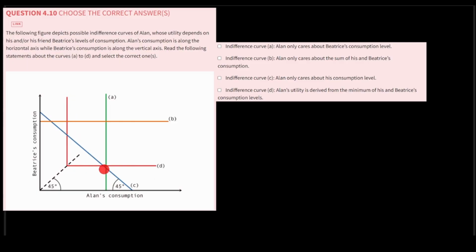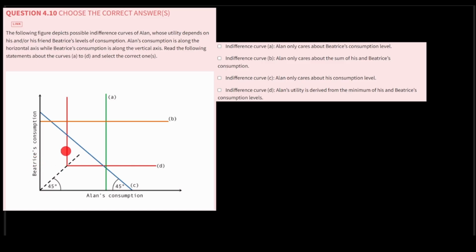D, we get this funny kind of hard right angle here. What this is telling us is, hey, whoever has the least amount of consumption gives us our indifference curve. If Beatrice's consumption is at that low point there, then we have the indifference curve going off that way. Alan could increase consumption, increase consumption, increase consumption. It does nothing to Alan's well-being because Alan is concerned about the minimum.